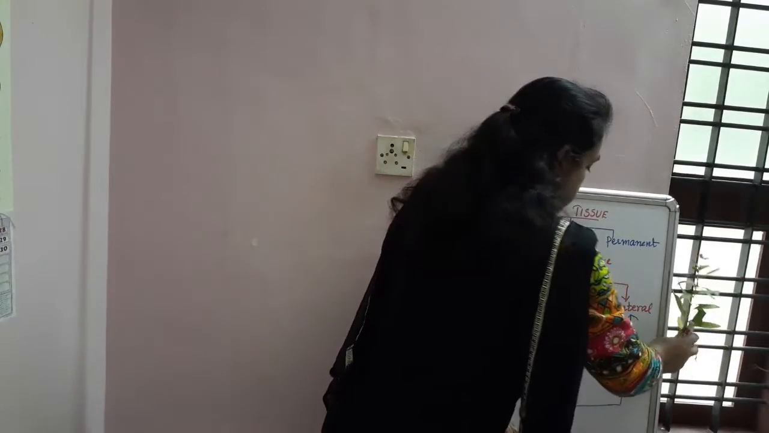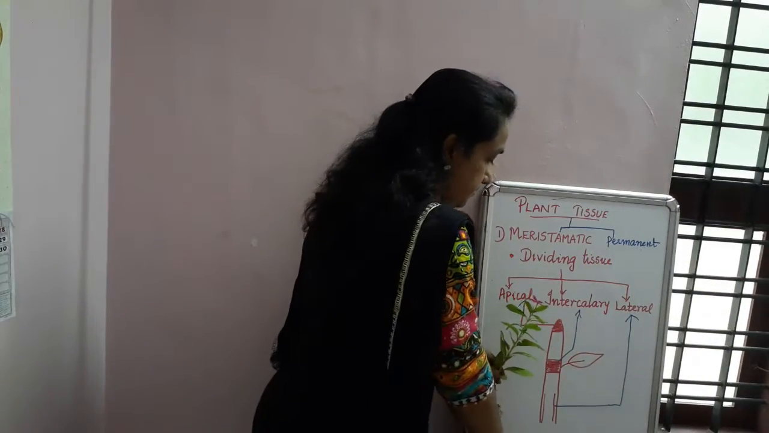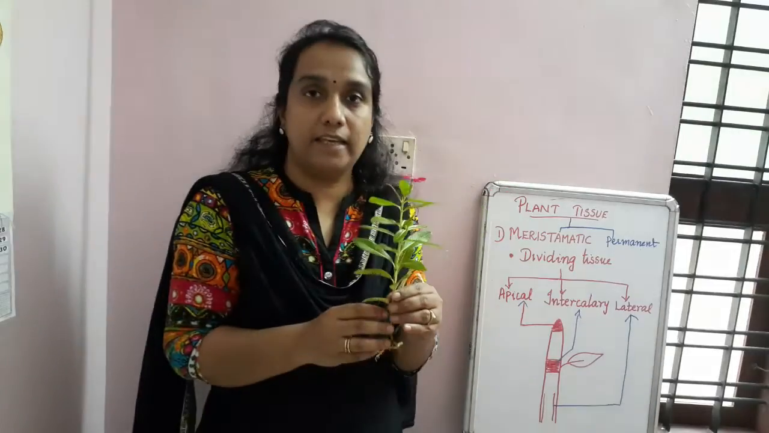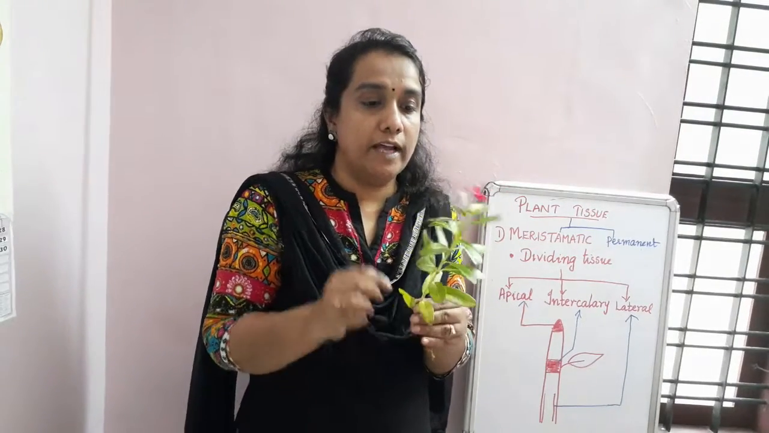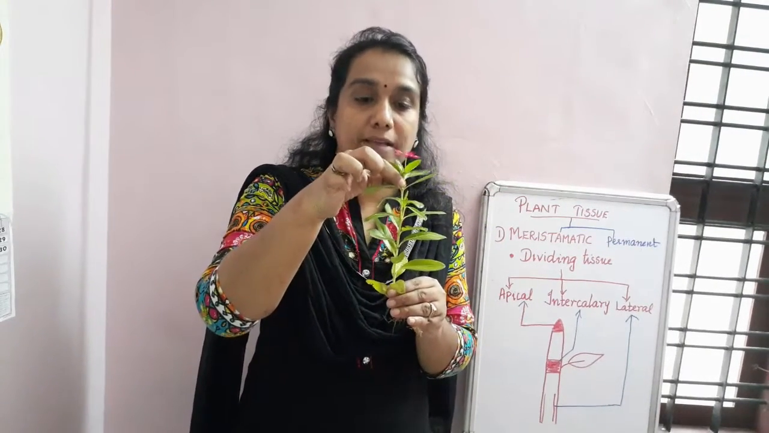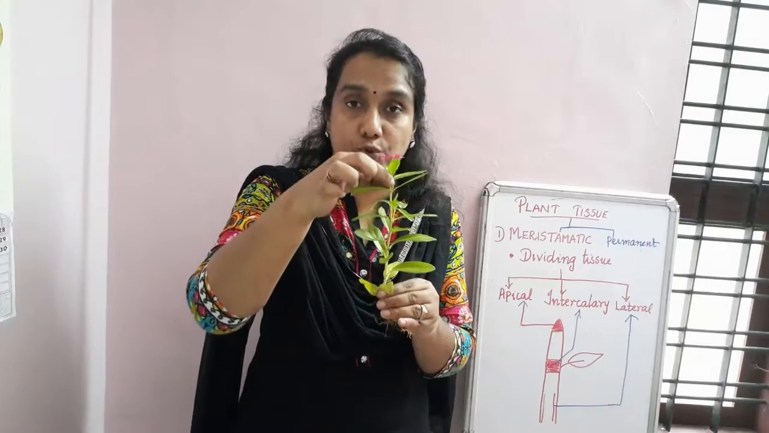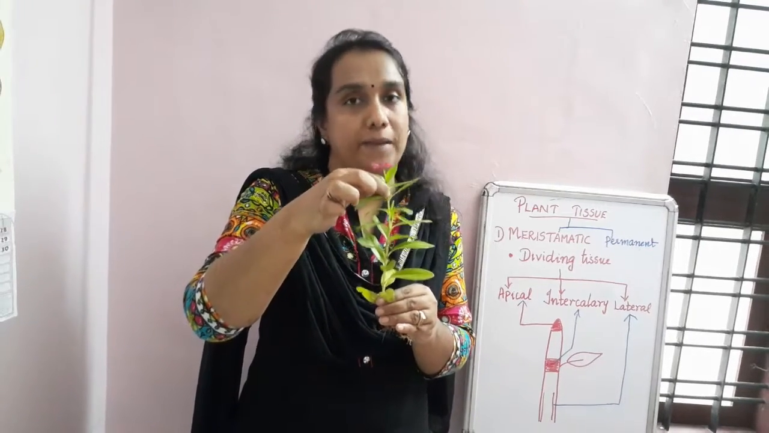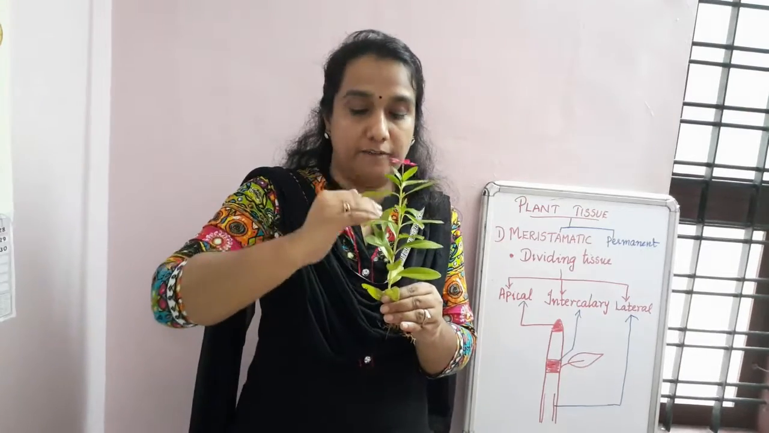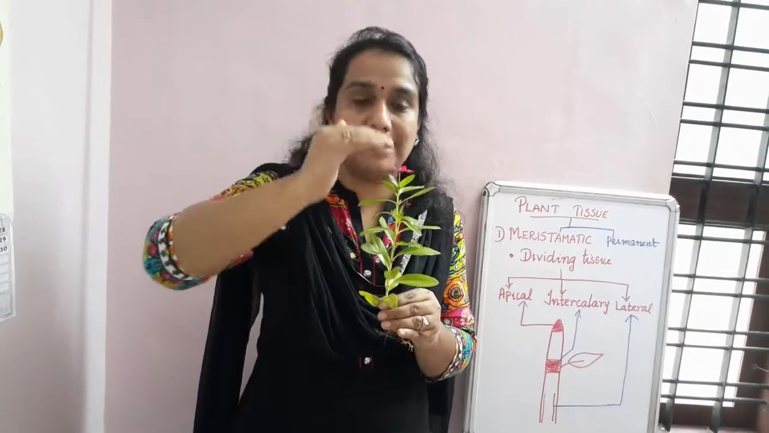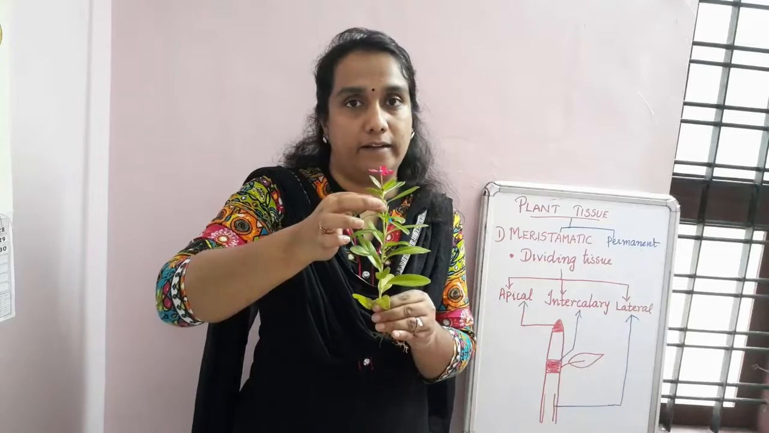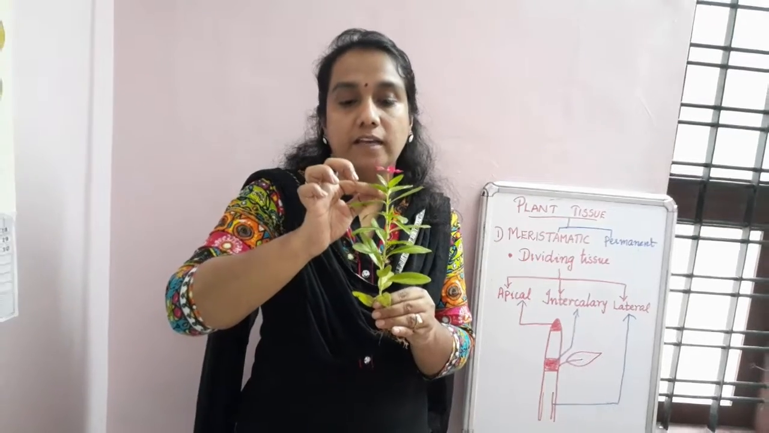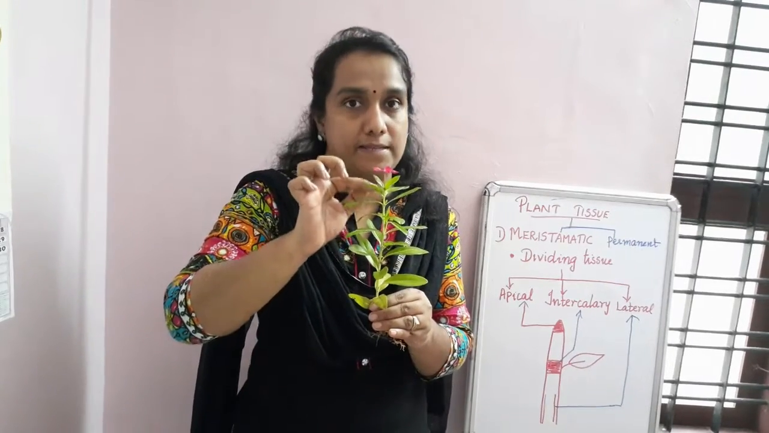I will show in one plant. So you can see one plant. So here in the apex of the shoot, this is the shoot part, apex of the shoot, we can see the apical meristem. So if the plant has to increase its height, this should divide. Okay, so here we can see the apical meristem.